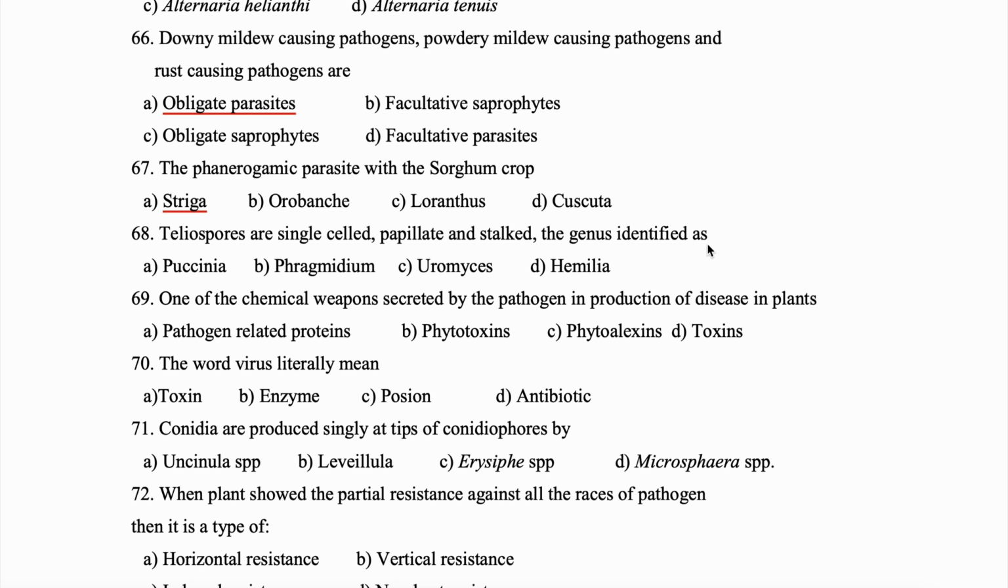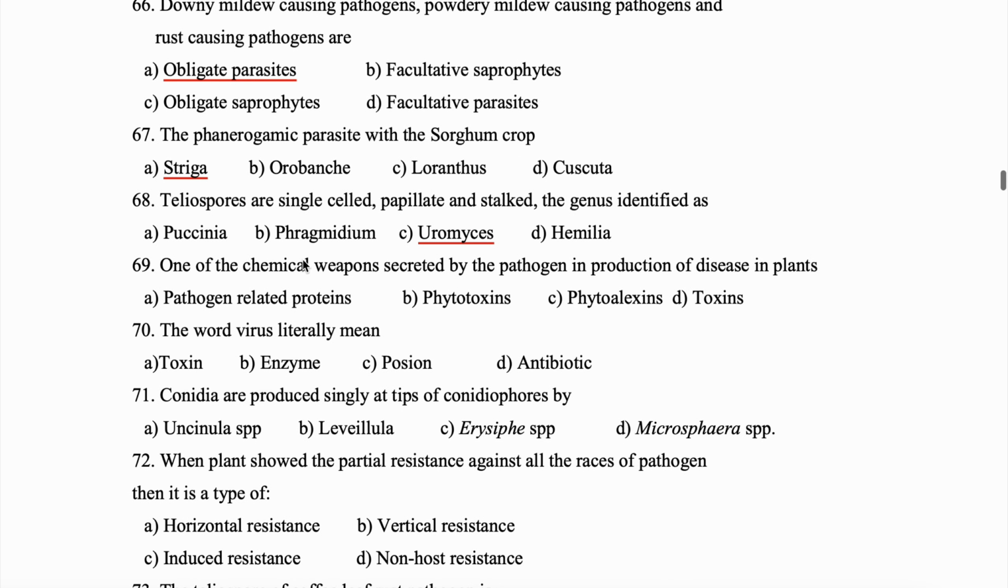Question 68. Teliospores are single-celled, papillate and stalked. The genus identified is Uromyces. The rest of the genera are again rust fungi, but as it is asked single-celled, that's why it came out to Uromyces. Because Phragmidium is multi-celled and Puccinia is bi-celled.